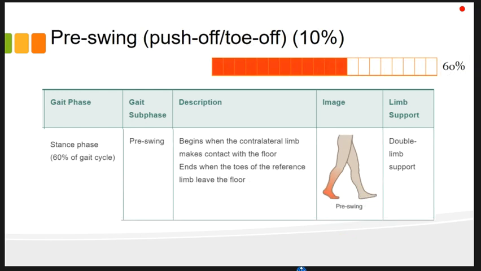So at this point, you're finishing up and you have this pre-swing, also more of a push-off or toe-off phase. At this point, you are back to double limb support. So this phase begins when the contralateral extremity or limb makes contact with the floor, and it ends when the toes of the reference limb leave the floor. So you could see that there's some vertical force as well with this. It's not just going to be the translatory force. So those are the individual phases.